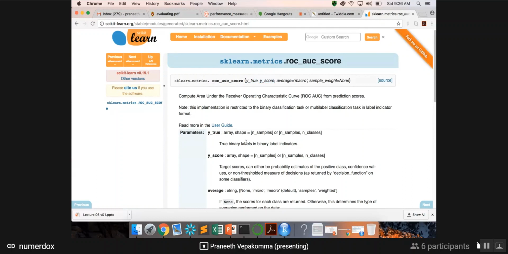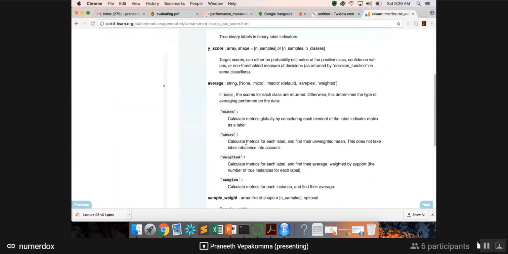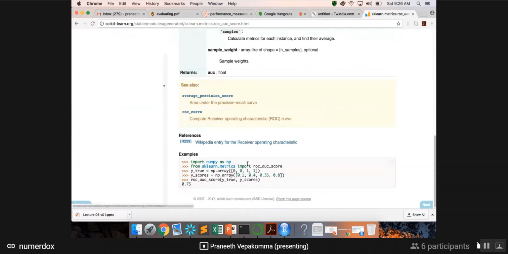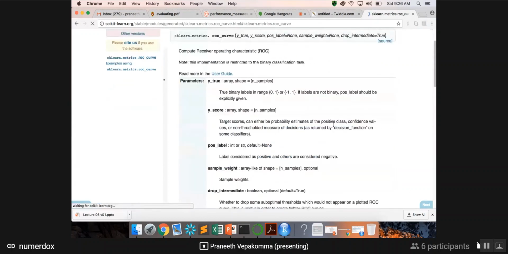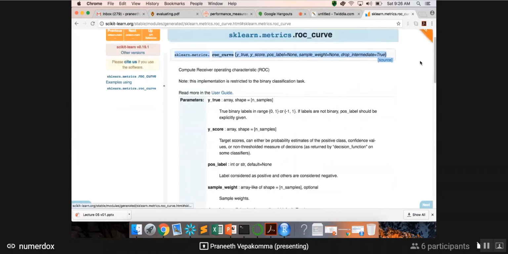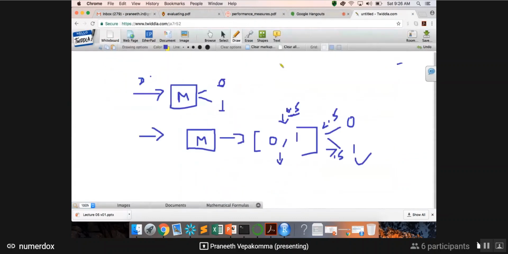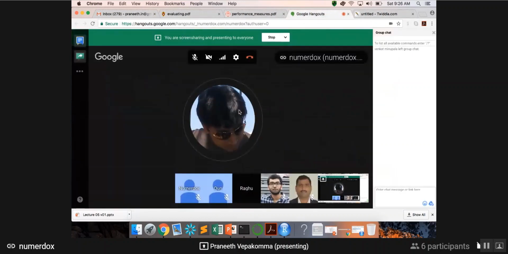And then you can choose whatever metrics you want to calculate, and then you'll get the ROC curve. So it's just one function call, as simple as that. There are no algorithms or data structures that you need to code to get this done. It's just a function.